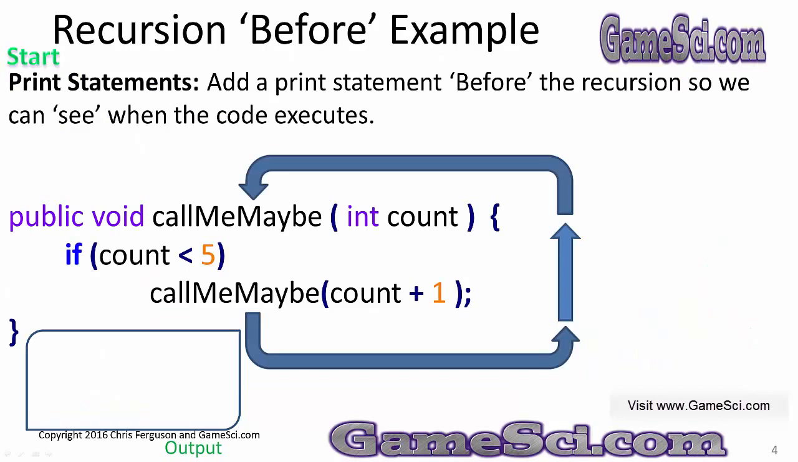Let's do a recursion before example. Let's add a print statement before the recursion, so we can again see when the code executes. Once again, we're doing recursion. That's where the method callMeMaybe calls the method callMeMaybe in the middle of the execution. That is a recursive method.